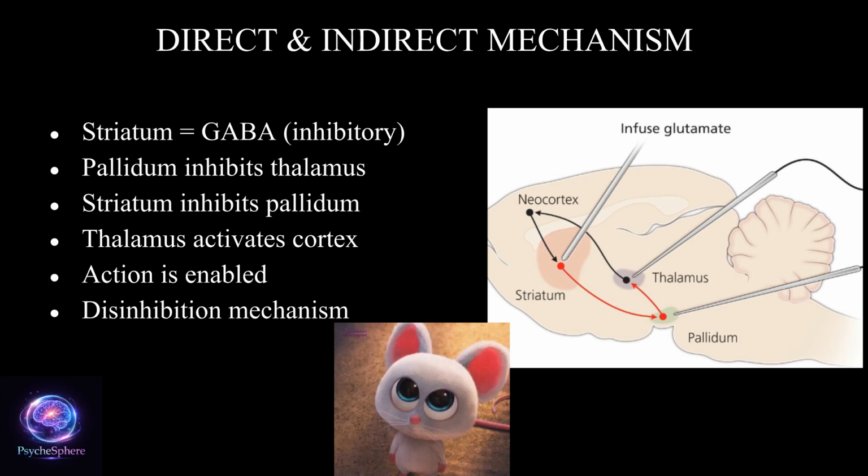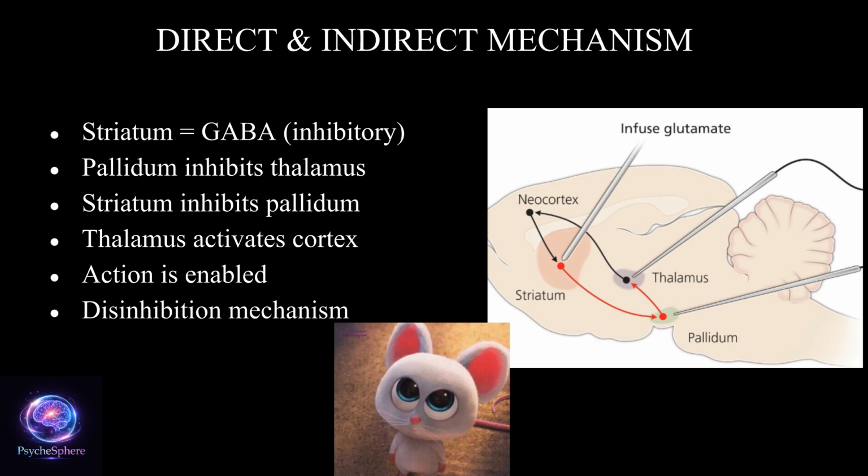The striatum is made mostly of neurons that release a neurotransmitter called GABA, which means they inhibit other neurons. So this system works mainly through inhibition and disinhibition, which basically means turning signals off and on. Under normal conditions, the pallidum is constantly inhibiting the thalamus. That means the thalamus is being held back and it cannot activate the cortex strongly. So, think of the pallidum like a brake on movement.